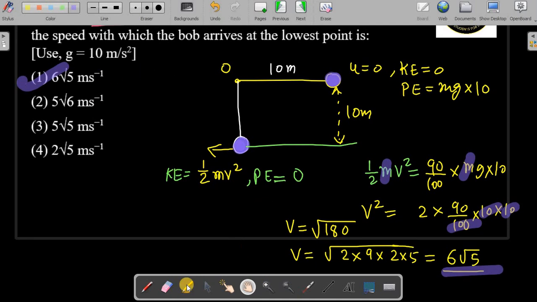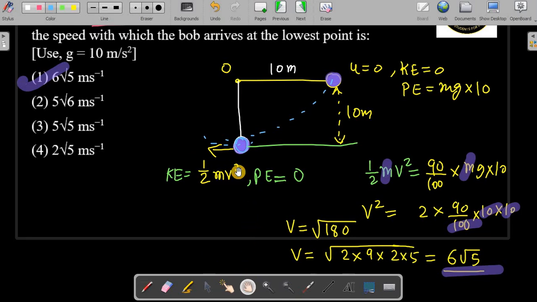Option 1. Right? So as you will release it, it is going into circular motion, and this is the bottommost point. And obviously it is losing energy because of friction. Okay. Then let's move to the next question.